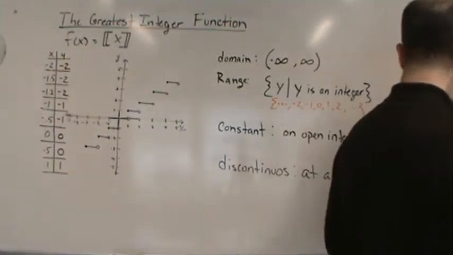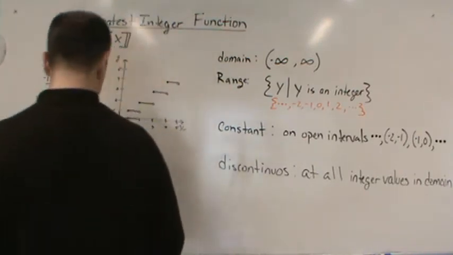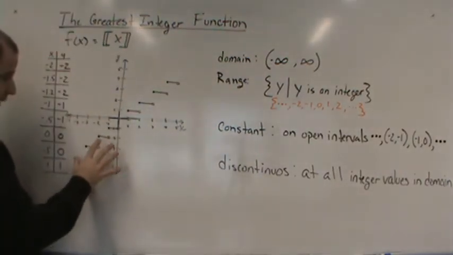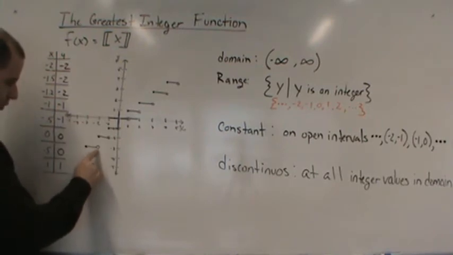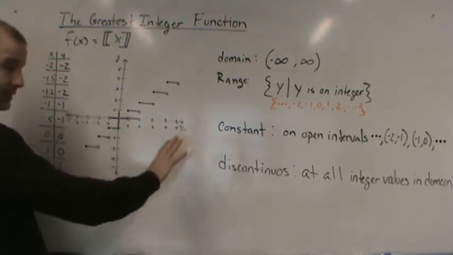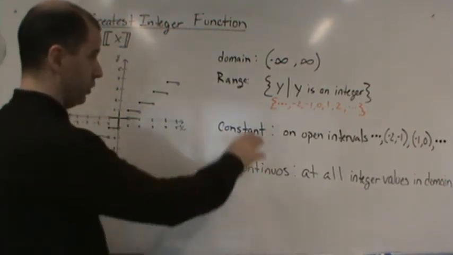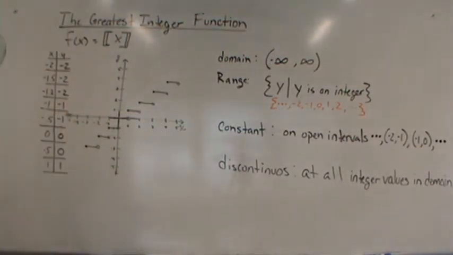So, domain. Well, if you look at the domain, there are no x values that are being missed. This here, even though this is an open circle, x is covered here. So if you put all of these stair steps together, you get the entire number line. So the domain is everything, the entire number line, negative infinity to positive infinity.